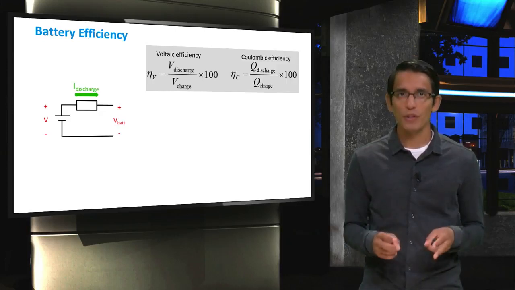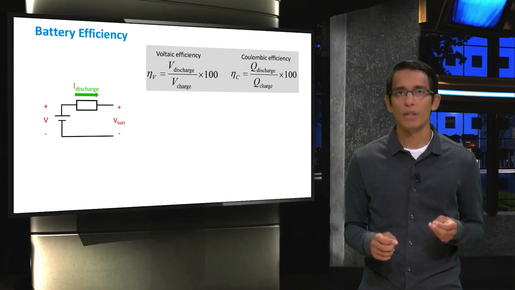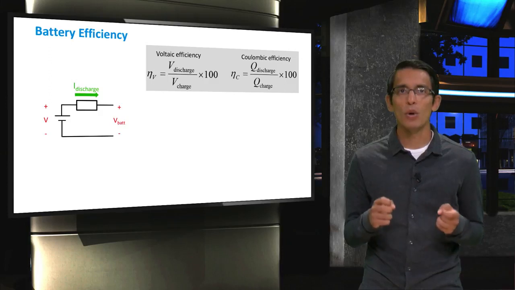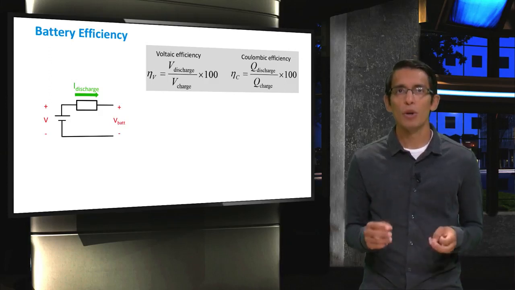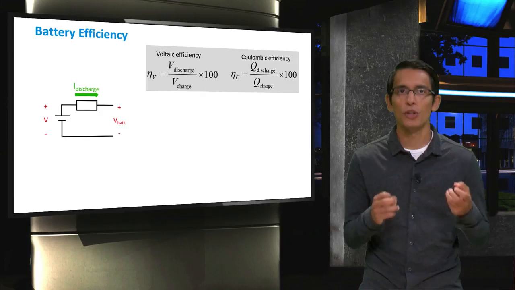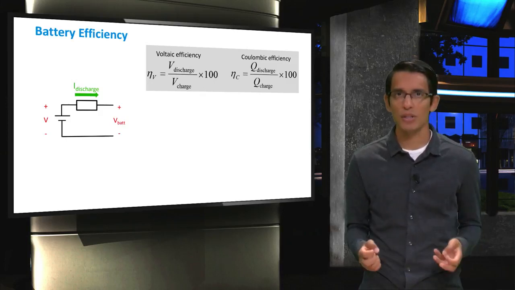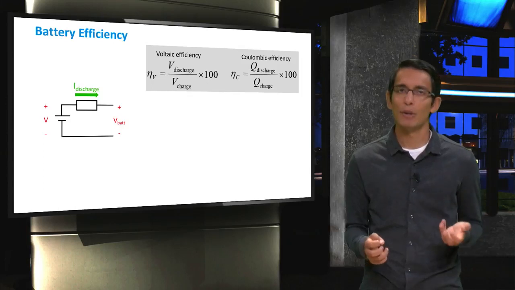The next type of efficiency is the Coulombic efficiency, or Faraday efficiency. It is defined as the ratio of total charge extracted from the battery to total charge put into the battery over a full charge cycle. There are always some losses that occur due to power dissipation of the electrodes and imperfect chemical energy conversion.